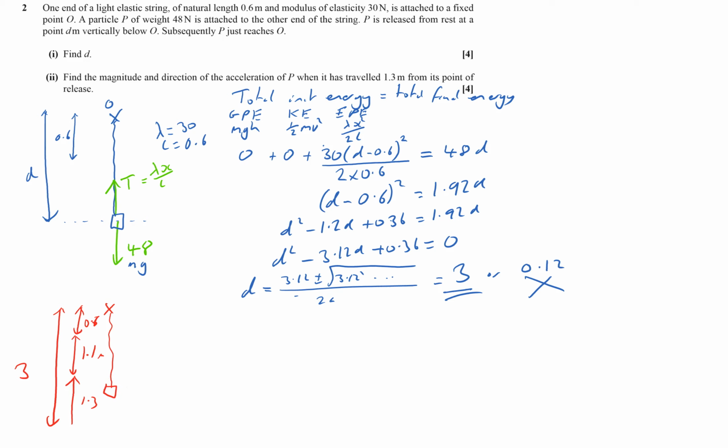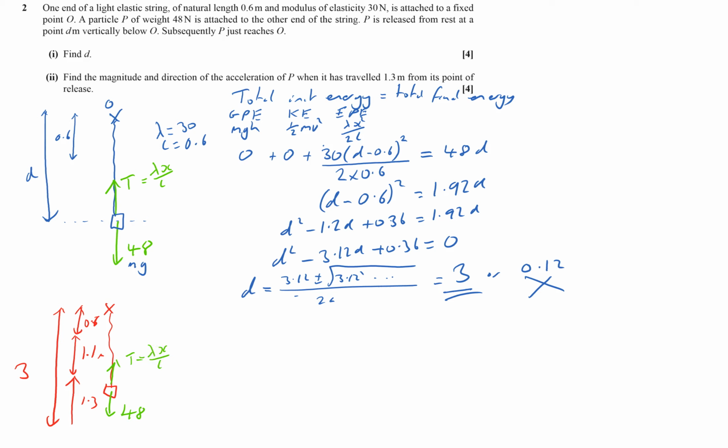I'll put the forces again in green. The weight on the end is 48. This is tension, which equals lambda x over L. And we want to see if T is bigger than 48, the acceleration will be upwards. If it's less than 48, the acceleration will be downwards.